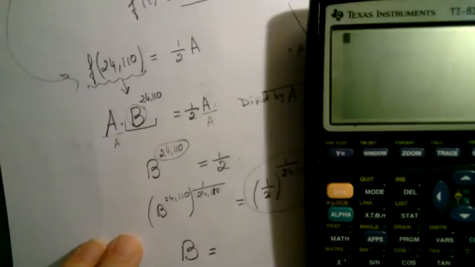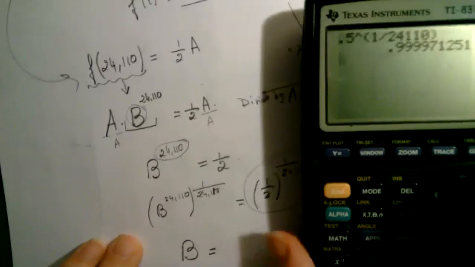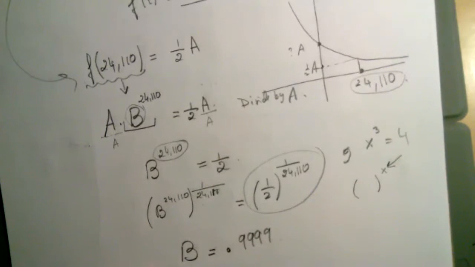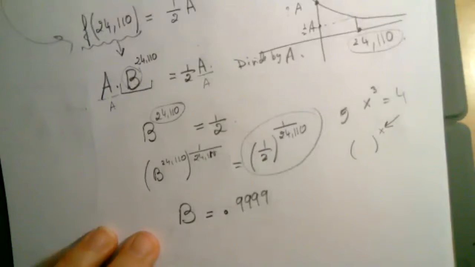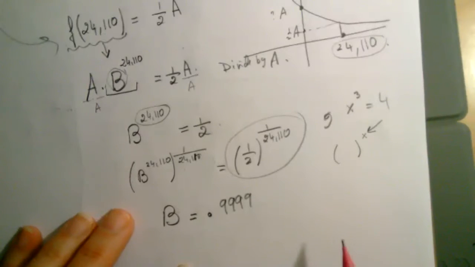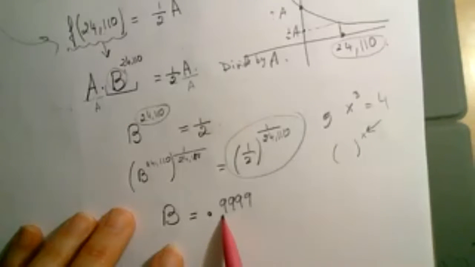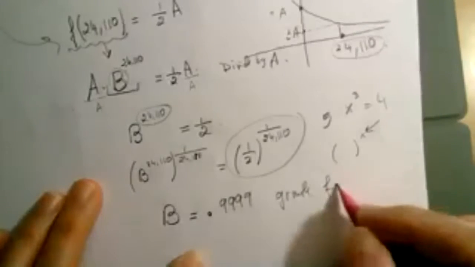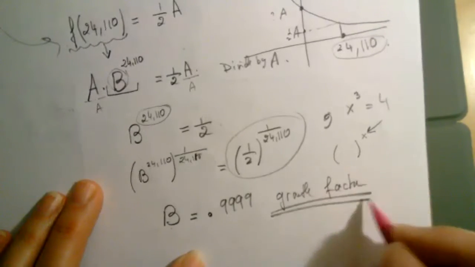So we're going to get 1/2 or 0.5 raised to the power 1 over 24,110, close it, and I get 0.99999. And I'm not going to actually round it up because I don't want a 1. Okay. I think the book has 0.0029 is what they have there. Yes, because I did not find the rate yet. Oh, B is the growth factor. That's the B.